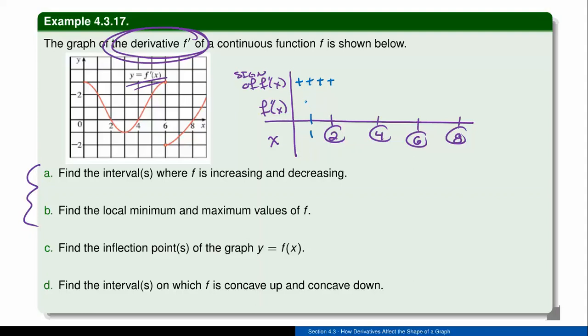I'm going to have these positive derivatives to the left of 2. Another point that I could grab would be, let's say, at 3. 3 is a nice point between 2 and 4. If you go down to the y value there, you see that my derivative is going to be negative 1, which is going to say that my derivative is negative between 2 and 4.